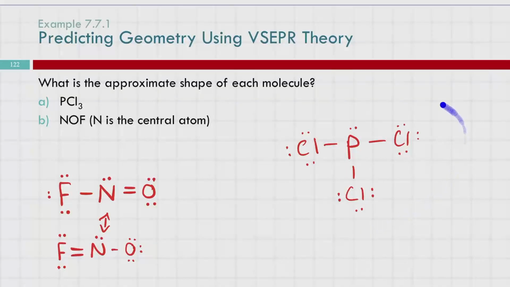All right, what do we think for the shape for PCl3? Trigonal what? Planar? Pyramidal? How many electron groups do we have on phosphorus? We've got 4. 4 electron groups. So what would our electron geometry be? Our 4 shape is tetrahedral.